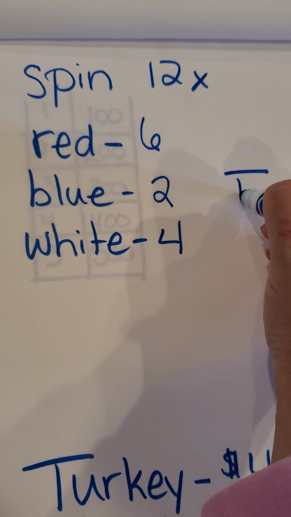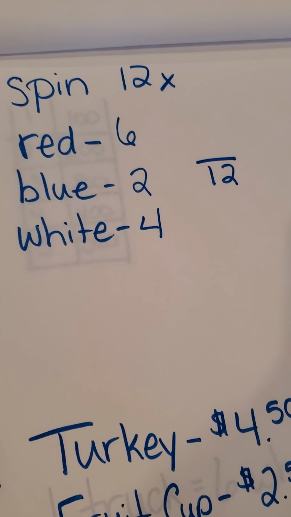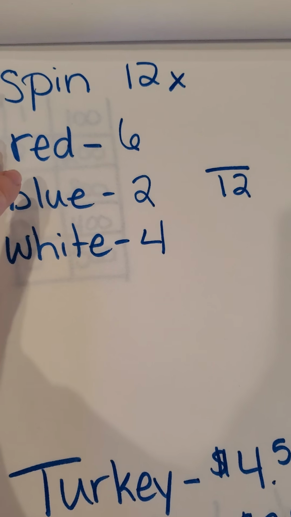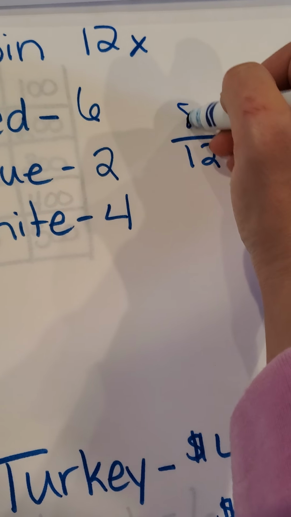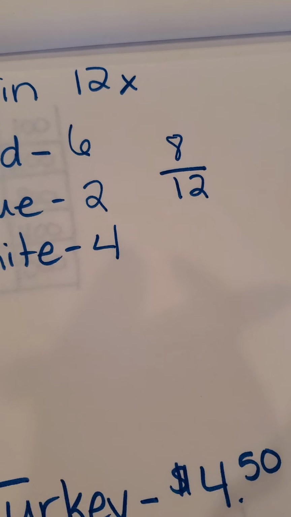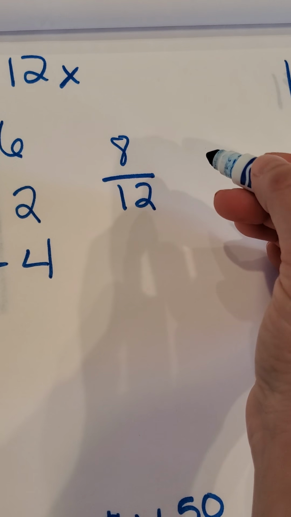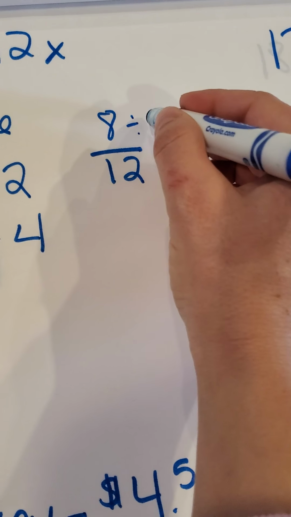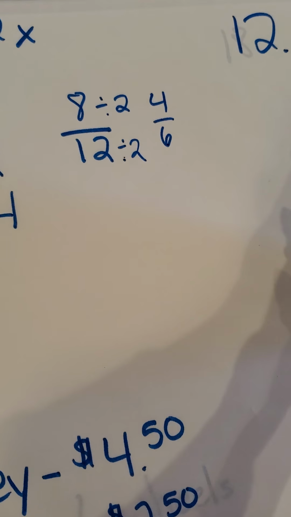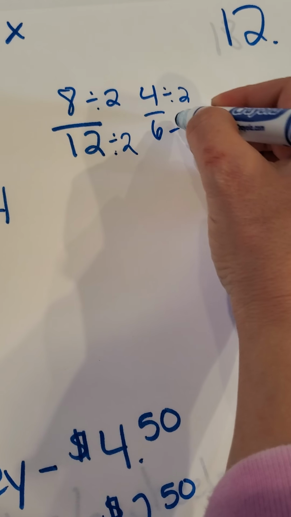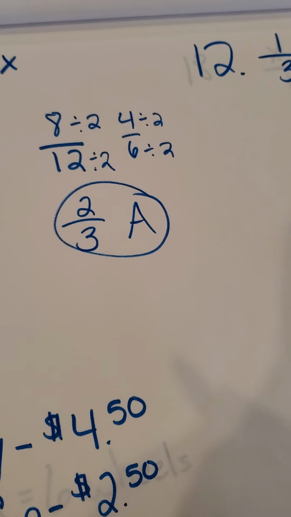Okay, your denominator is going to be 12 because that is how many times he spun the wheel. And then you're going to add the red and the blue amounts together. So 6 plus 2 is 8. And you have 8/12. And we all know 8/12 is an improper fraction. So we need to reduce or simplify it. I'm going to reduce 8/12 by 2 because they are both even, and I get 4/6. And they're both even again, so I'm going to simplify by 2. And I get 2/3 or A.